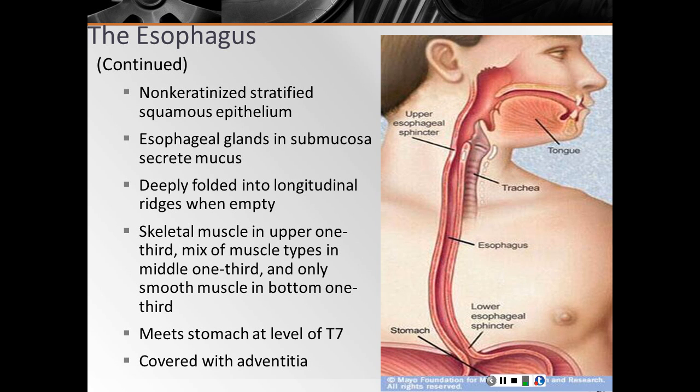Now when the esophagus is empty, the mucosa and the submucosa are deeply folded into longitudinal ridges. Now most of the esophagus is in the mediastinum, where it is covered with connective tissue called adventitia, which merges with that of the trachea as well as the thoracic aorta.